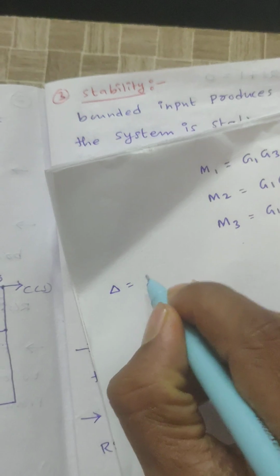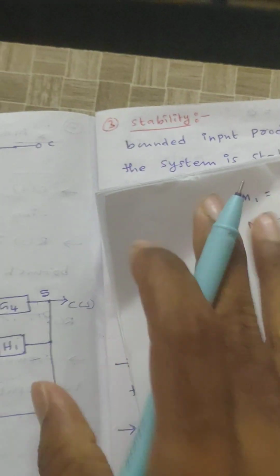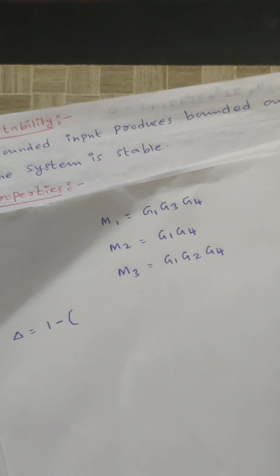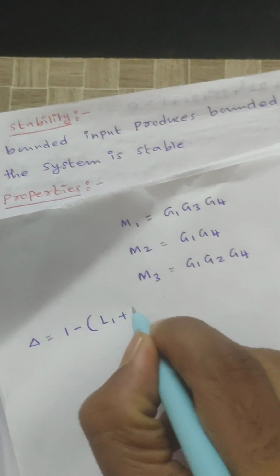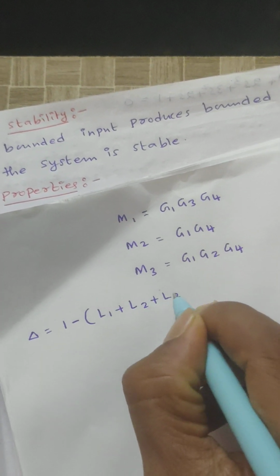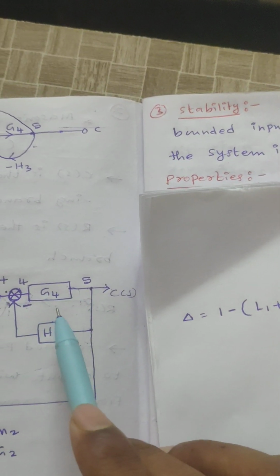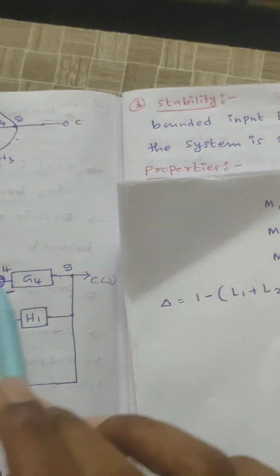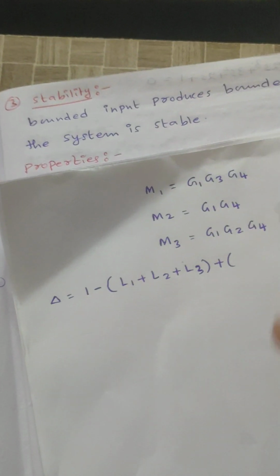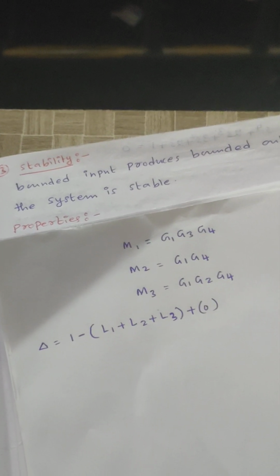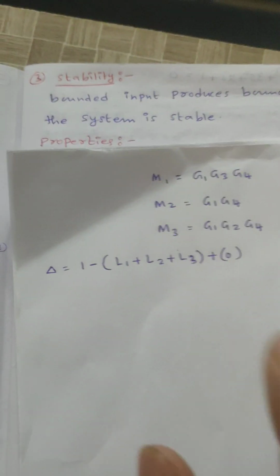After that, delta is equal to 1 minus the sum of loop gains, right? That is L1 plus L2 plus L3, plus the product of two non-touching loop gains. Loop 1 is touching loop 2 and loop 1 is touching loop 3, right? That means there are no non-touching loops, so 0. There are no two touching loops, which means there are no three non-touching loops. Up to this point is over.